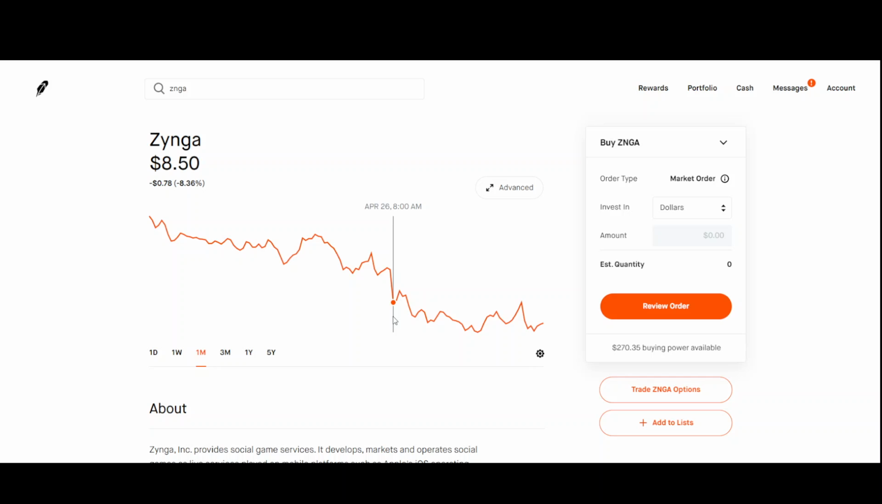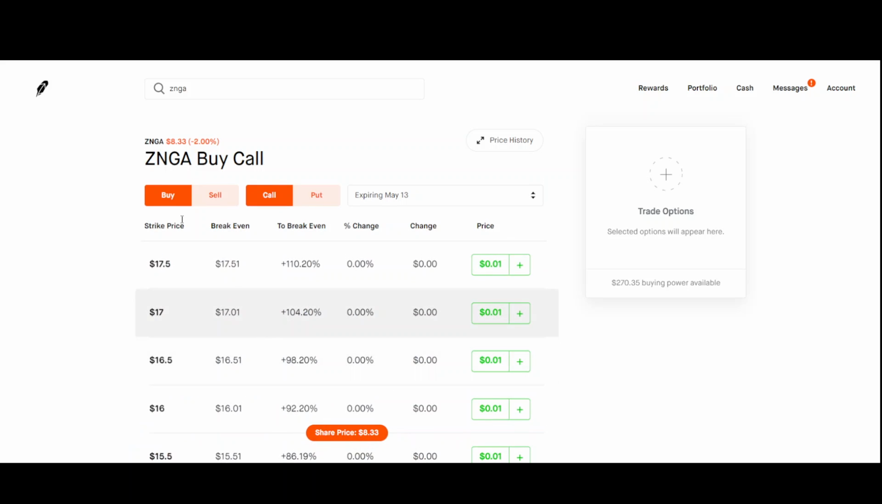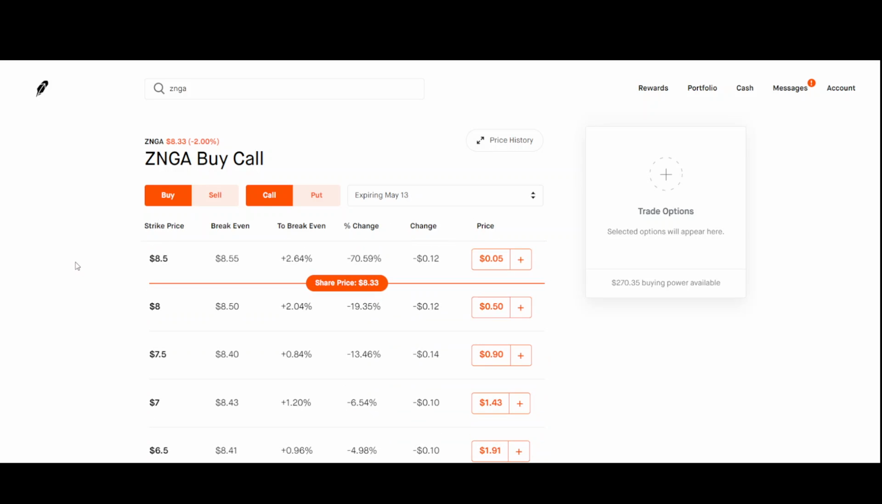Let's say that I heard some news about Zynga. Maybe some reports came out and they did well this quarter, and I think that they're going to start rising up. So this is where I would put this strategy into place. I'm going to go to Trade Zynga Options. We're going to come over here, and the first thing we're going to do is look at Zynga. This one involves calls, so let's come under the share price here for this example.